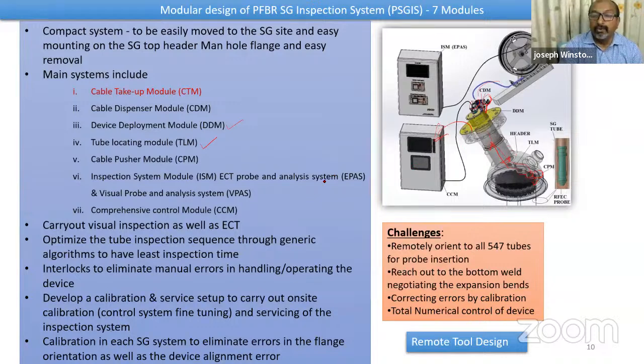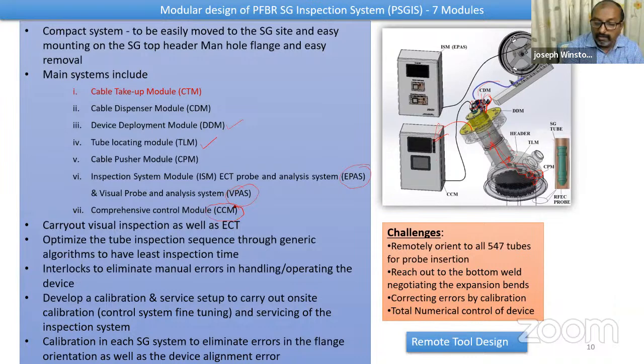So we have two ways of doing the inspection, that is ECPAS, eddy current probe and analysis system, that will do the tube volumetric inspection. And we also have VPAS, that is vision probe and analysis system. That means we had to develop a miniature camera probe which can go into the tubes for inspection, collecting vision images, and then come out with the inside tube views. Then we have the comprehensive control system.